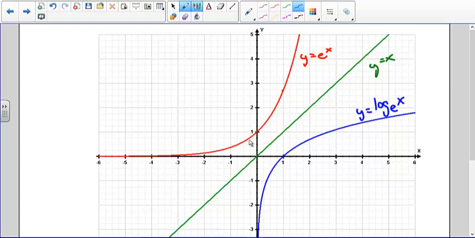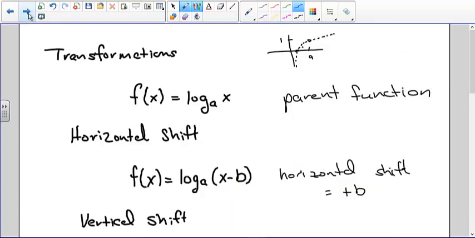Now the reason these can be inverses of each other is because the exponential function and the logarithmic function are both 1-to-1. For each value of x, there's one value of y, and for each value of y, there's one value of x. So here are the transformations. This is our parent function, and there's a separate parent function for each base. So log to the base 2 of x will be a parent function. Log to the base 3 of x will be a different parent function.